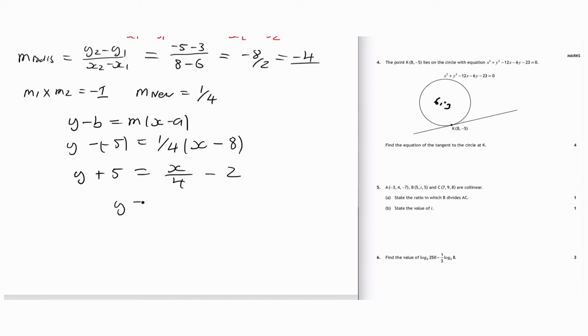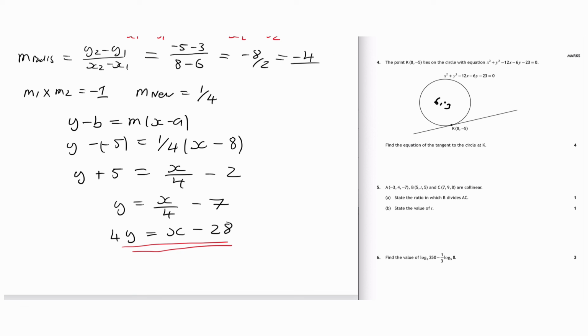Okay, so this then becomes y equals x over 4 minus 7. It becomes 4y equals x minus 28. Right, and that's your final answer there.